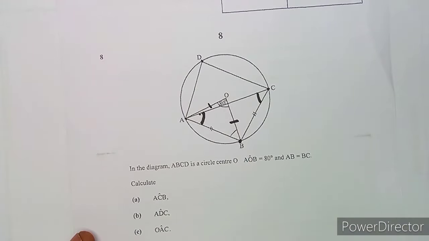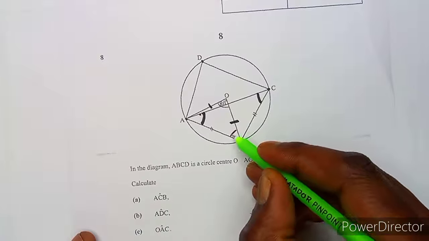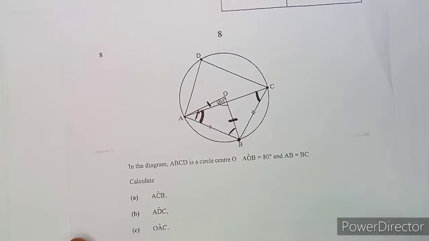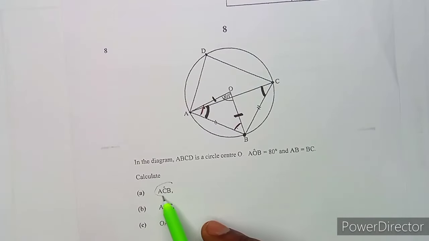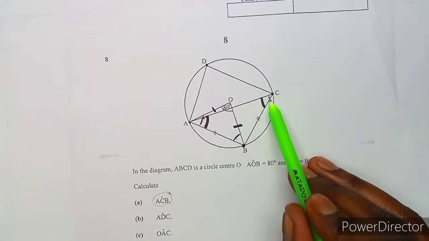Now this is blue. I thought I was going to find another one. Okay, this is black. Okay, it's fine. I hope you're going to see the difference between these two. Okay, this is what we're talking about. These base angles are equal. Anyway, let us answer the question, guys. The first question is to calculate ACB, that is angle ACB from A to C to B here.